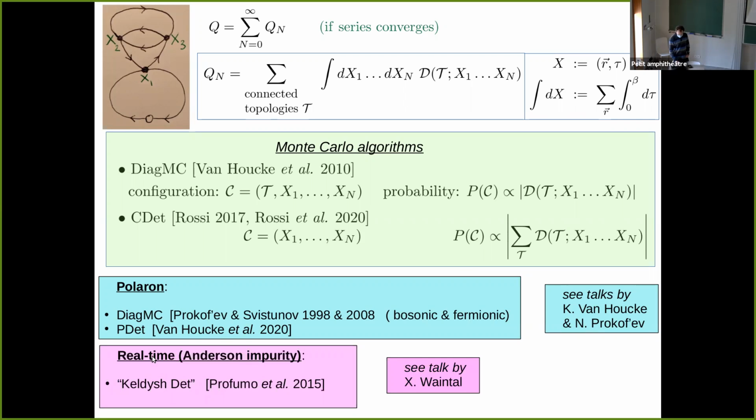Also, there is another kind of algorithm for real time, so far for the Anderson impurity problem, and they use the Keldysh representation and also determinants. So there are some analogies with the CDET algorithm, which was introduced earlier actually, and Xavier will give a talk about this.